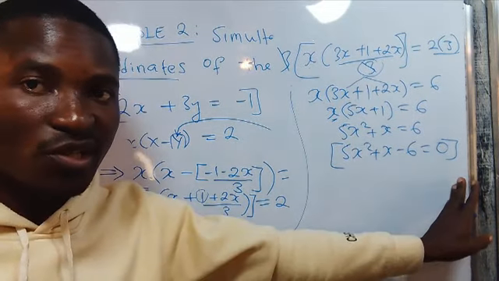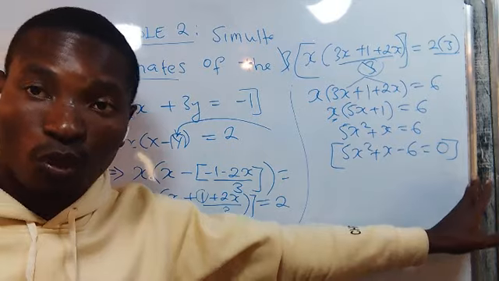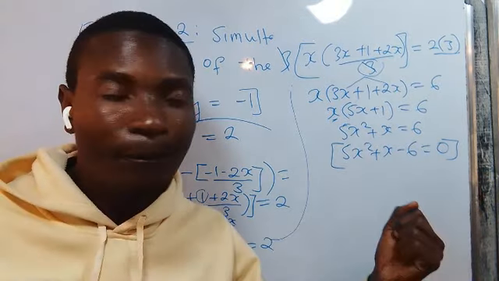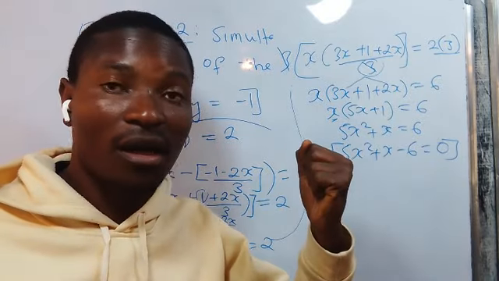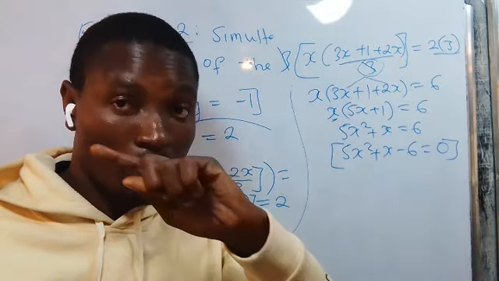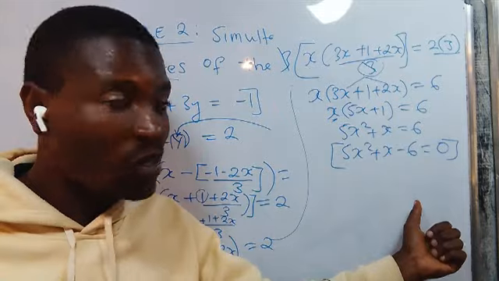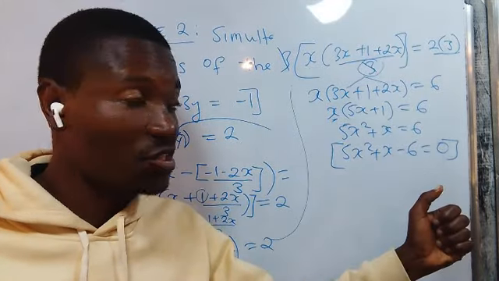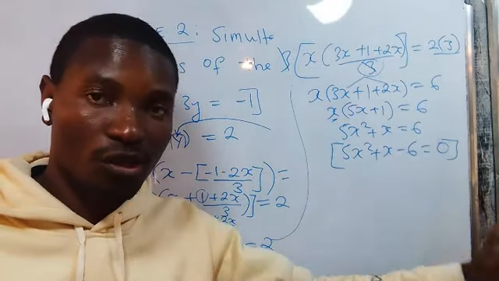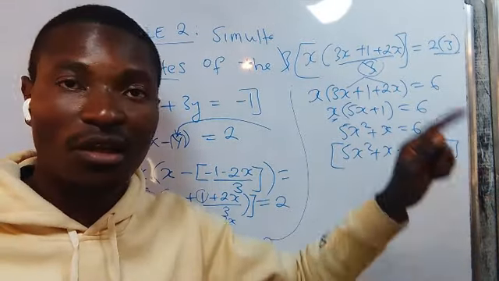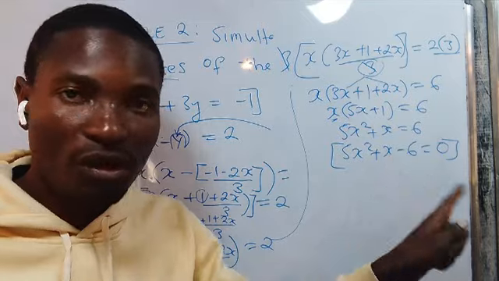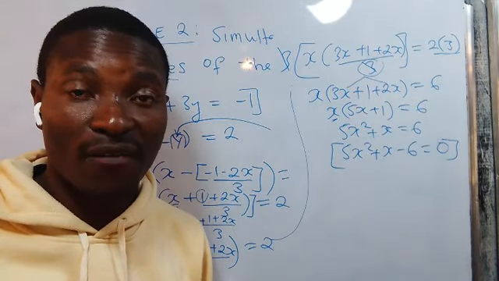Now, once you reach this point, what you're supposed to do is apply one of the methods that can be used to solve a quadratic equation. If this equation can be solved by the factorization method, then do it. If it cannot be solved by factorization, then either use the formula method or the completing the square method.